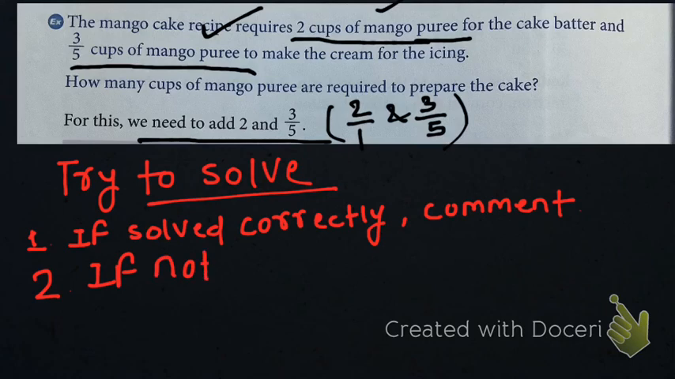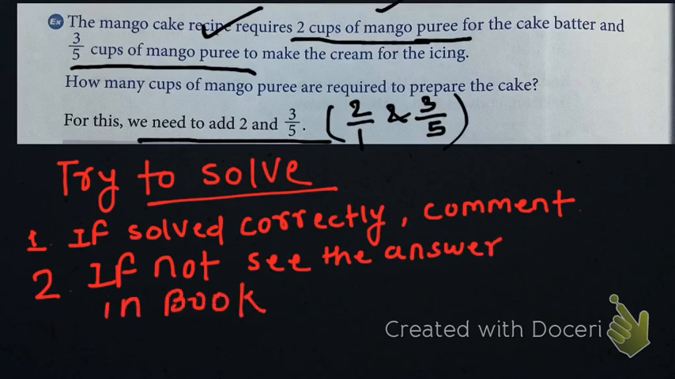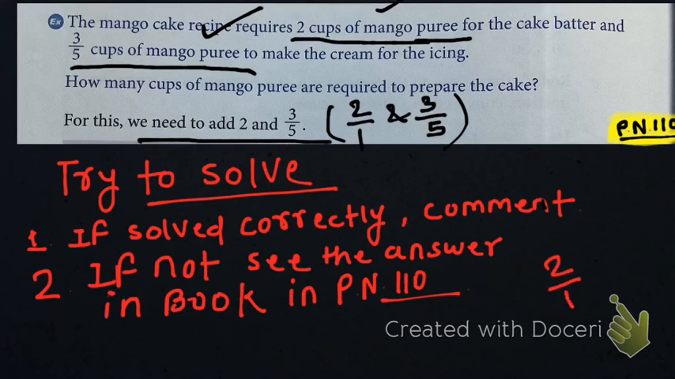And if you are not able to solve this question, you can find the answer in your book on page number 110. You can find this question's answer on 110. You just have to add these two numbers, 2 upon 1 and 3 upon 5. When you add these two numbers, you will get the answer.